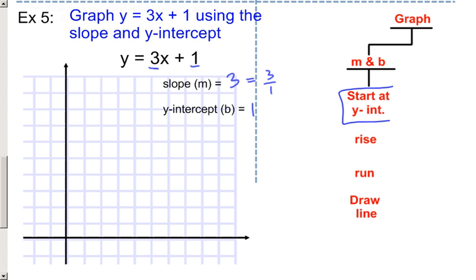Okay, so first we start at the y-intercept, which is going to be 1. So y equals 1, that's where x equals 0. That means we start at the y-intercept, which is at (0, 1). So I go from 0 up to 1. And there's my first point of the line.